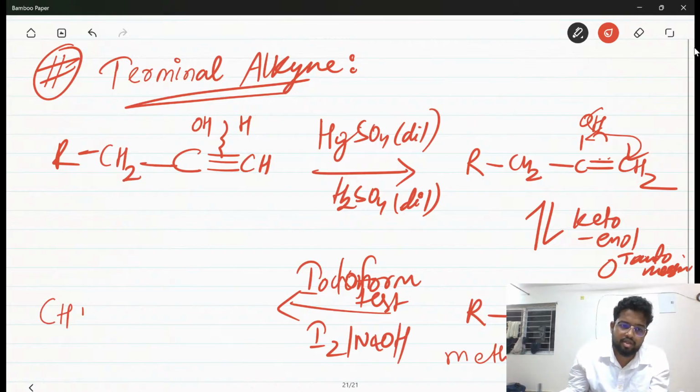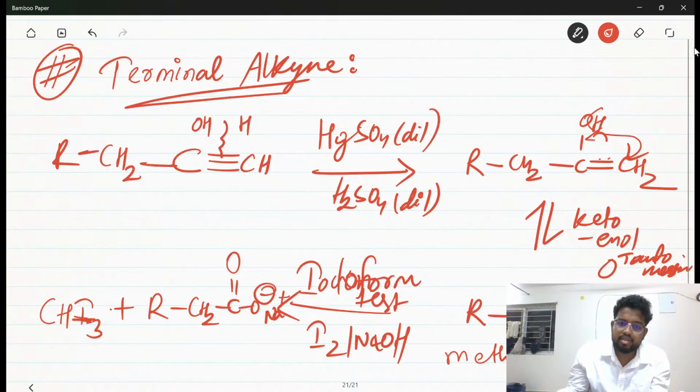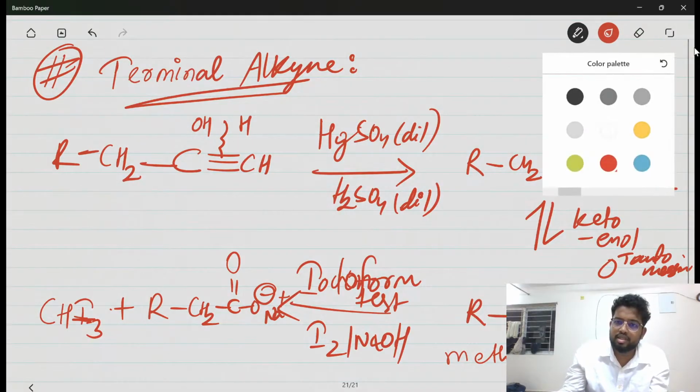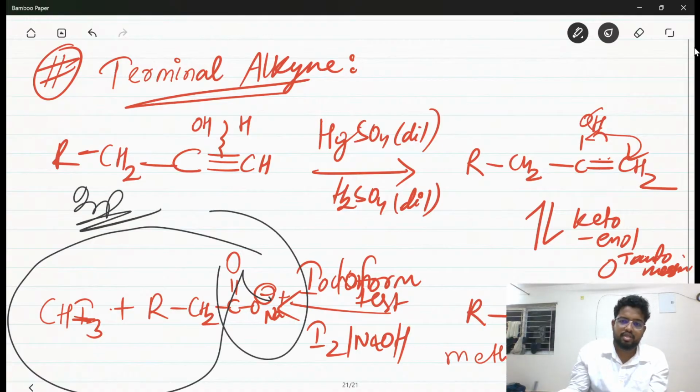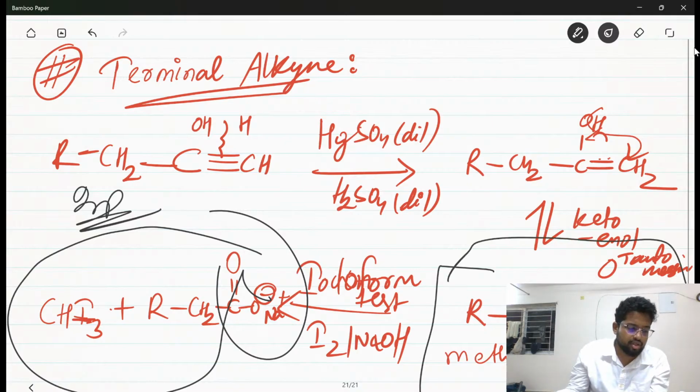What would be the product? Now sir, CHI3 along with the other part will convert to O minus Na plus. So the iodoform test is an important reaction, very important. Highlight this part. This is the iodoform test. Formation of methyl ketone, and methyl ketone gives us the iodoform test.